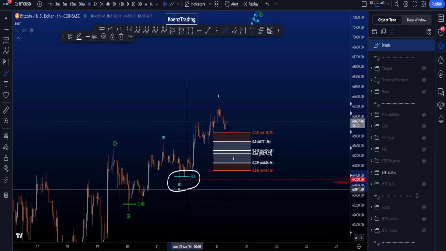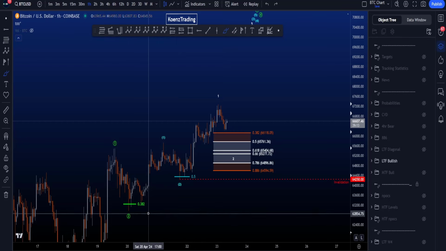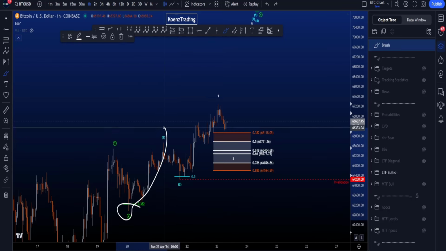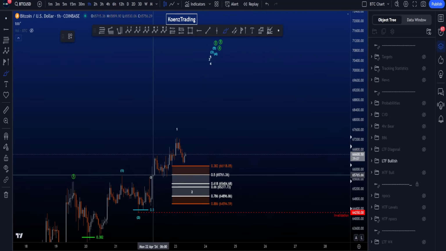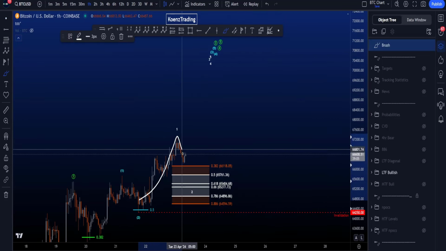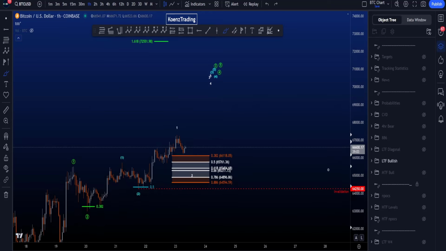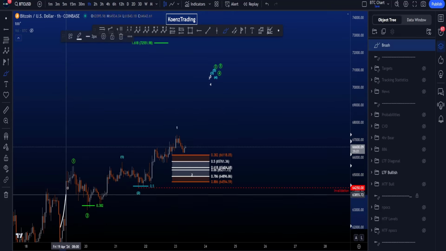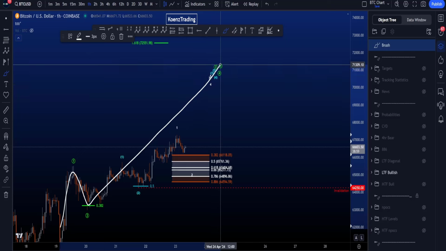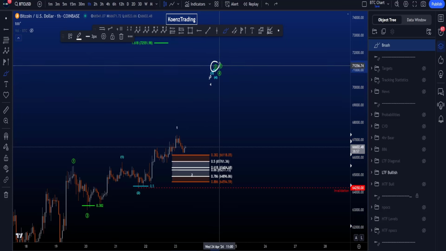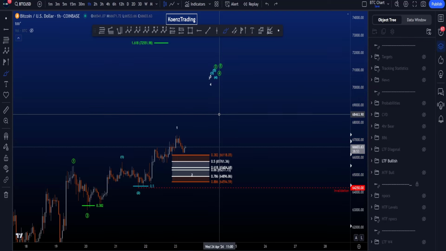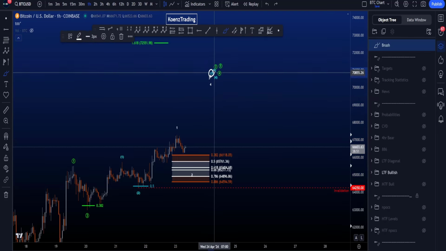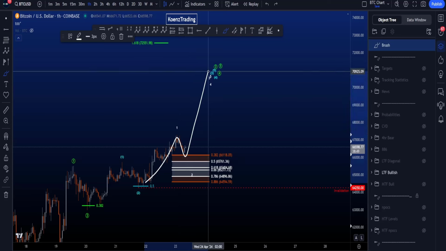The second wave 2 of a lower degree hit the 0.5 Fibonacci taken from the low to the high of this wave 1, which is a common target, and then we have the lowest degree Elliott wave count in white for another 1-2 and continuation, meaning the highest degree is the green count 1-2-3-4-5. Inside the green wave 3 we have the blue 1-2-3-4-5, so another impulse. And then in the blue wave 3, we have the white 1-2-3-4-5.